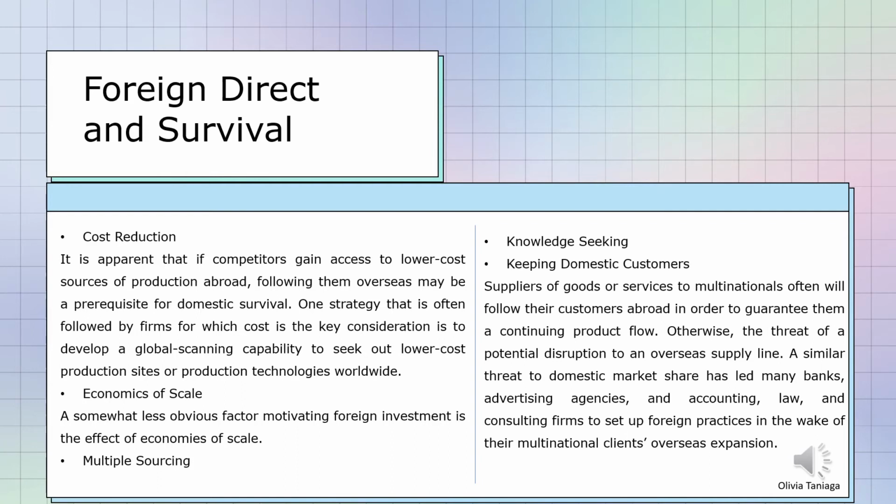Suppliers of goods or services to multinationals often will follow their customers abroad in order to guarantee them a continuing product flow, otherwise facing the threat of a potential disruption to an overseas supply line. A similar threat to domestic market share has led many banks, advertising agencies, and accounting, law, and consulting firms to set up foreign practices in the wake of their multinational clients' overseas expansion.